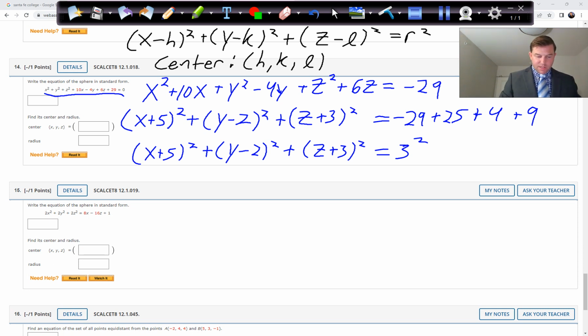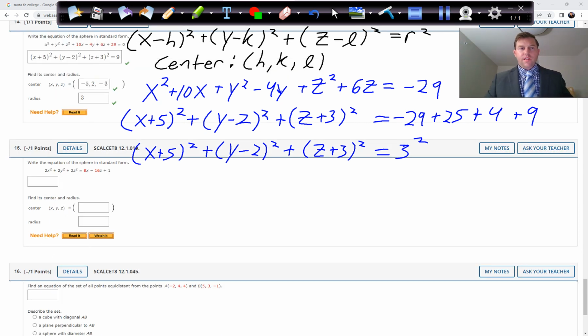So that means our center is at, oh, they want me to write the whole thing out. Let me pause it so I don't waste your time. Okay, so I've kind of filled this in so you can see it. In standard form, you're going to write the x plus 5 squared, the y minus 2 squared, and the z plus 3 squared equals 9, the radius squared.